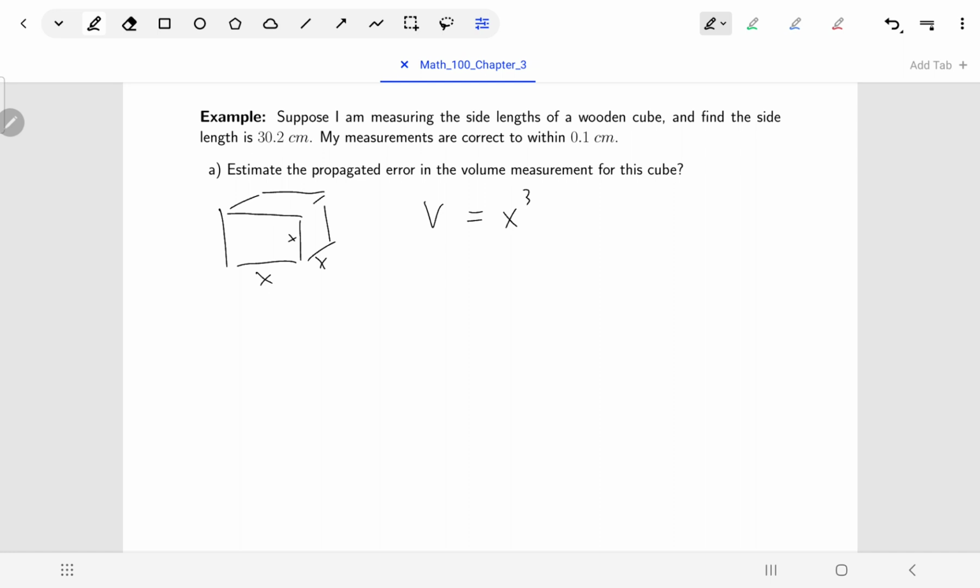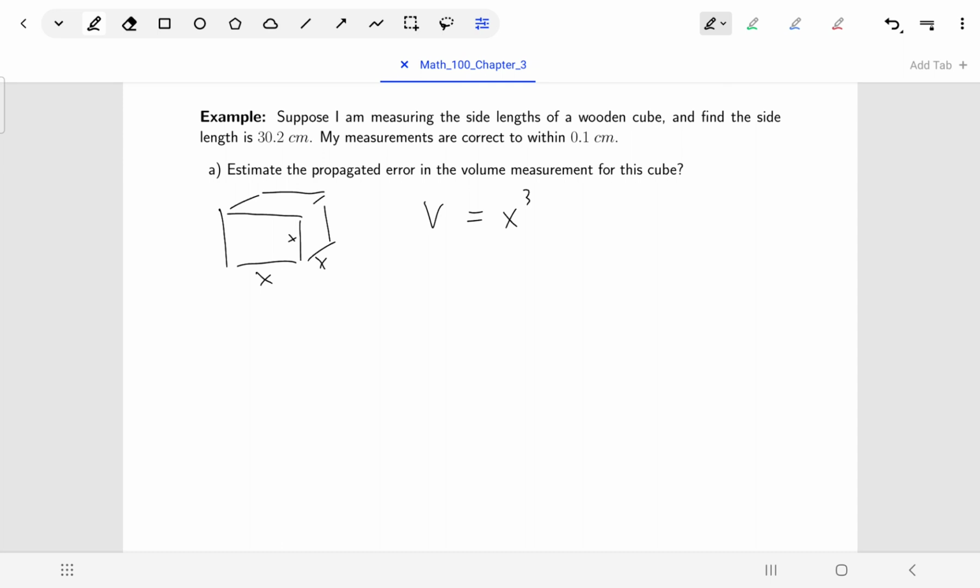It's 30.2 centimeters. But I know that there might be an error on either side, plus or minus 0.1 of a centimeter. My little measuring tool only has that kind of precision. It can only be good to within 0.1 centimeters. So the actual side length might be as small as 30.1, or it might be as big as 30.3. That's the best I can do with what I've got.